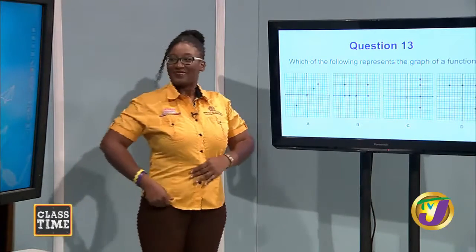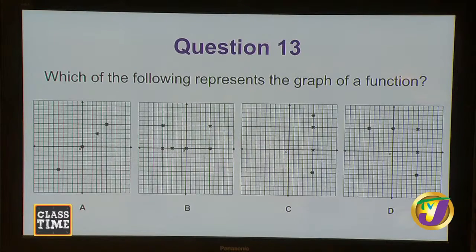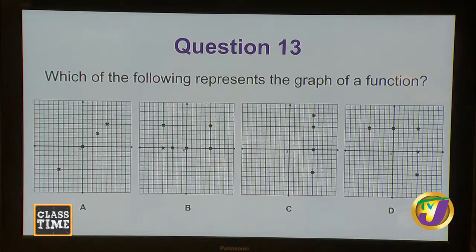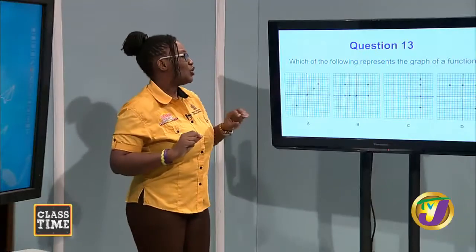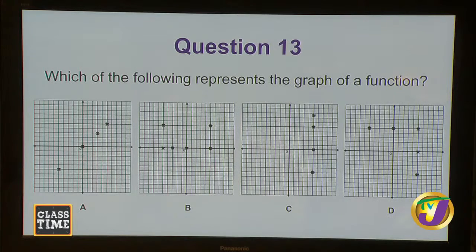Which of the following represents the graph of a function? What is a function? So here's the thing. What I remember about function, in a nutshell, just in case you don't remember the fancy definition, you want to ensure that each input value maps to only one output. In other words, you want to make sure that each x matches to only one y. Now, when it's in a graph like this, we can do what's called a vertical line test.